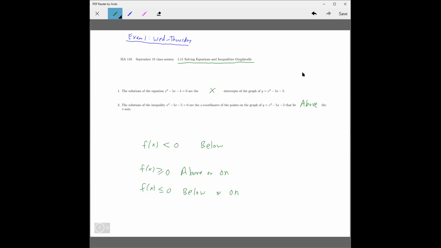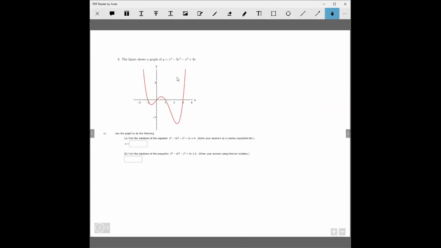But let's get into how this actually plays out. Okay, so we're going to look at exercise number 3. And this is actually how it plays out. So here we have an actual graph of a function, y equals x to the 4th minus 3x cubed minus x squared plus 3x. That's what the graph looks like. And we want to find the solutions where it's equal to 0.